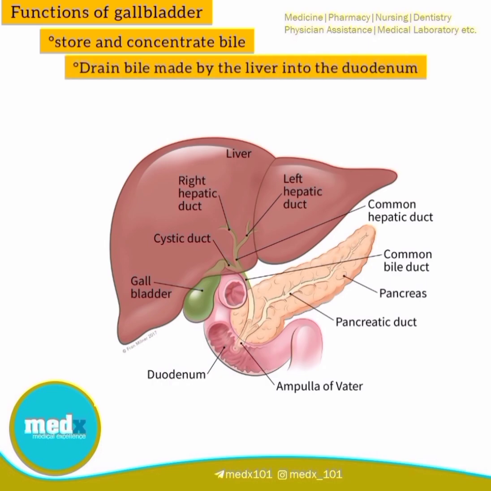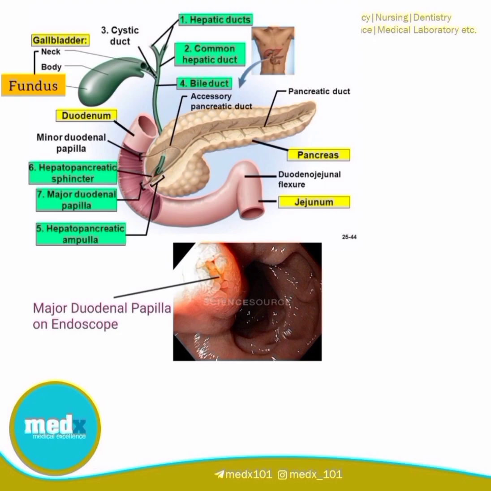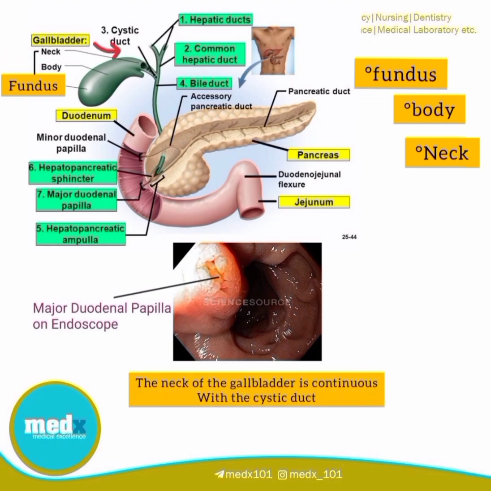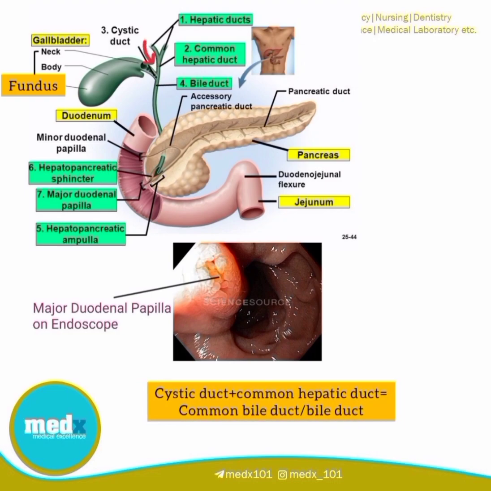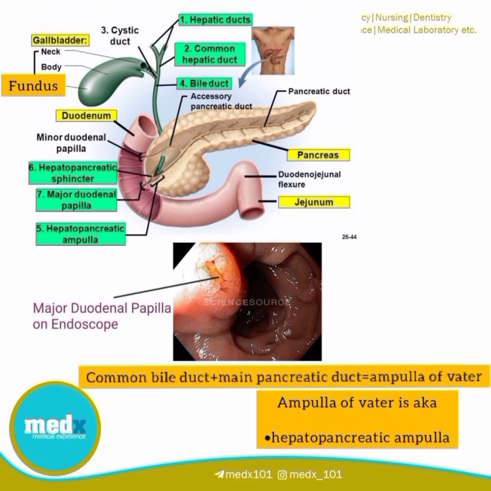It drains bile into the duodenum through the common bile duct, aiding in fat emulsification. The gallbladder has three main parts: the fundus, the body, and then the neck. And as we can see from the diagram, the neck of the gallbladder is continuous with the cystic duct. The cystic duct joins together with the common hepatic duct to form the common bile duct. And the common bile duct passes posterior to the duodenum and pancreas to unite with the main pancreatic duct to form the ampulla ovata, which is also known as the hepatopancreatic ampulla.